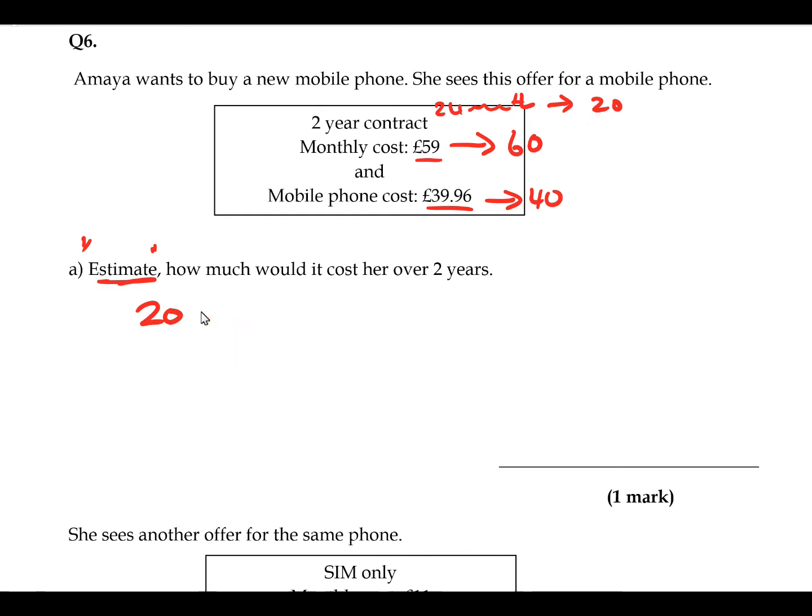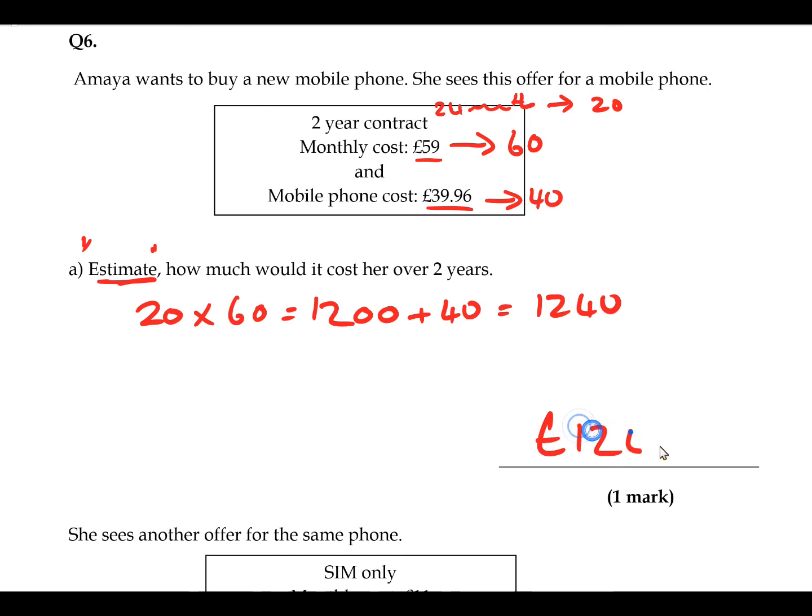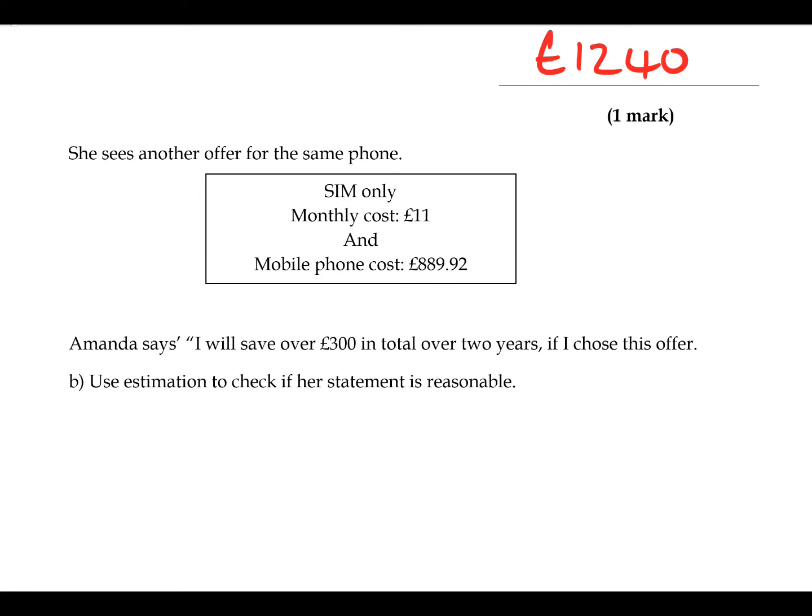So 20 months at £60 a month is 6 times 2 is 12 with 2 zeros is £1,200. And then we need to add the £40 for the price of the phone. So our estimate is £1,240.